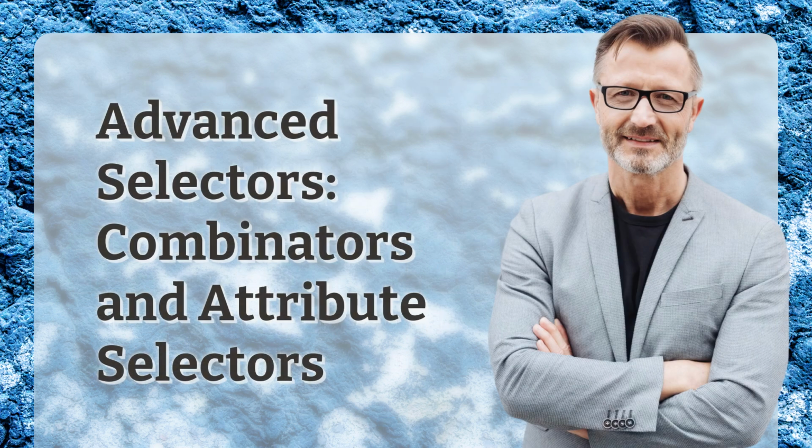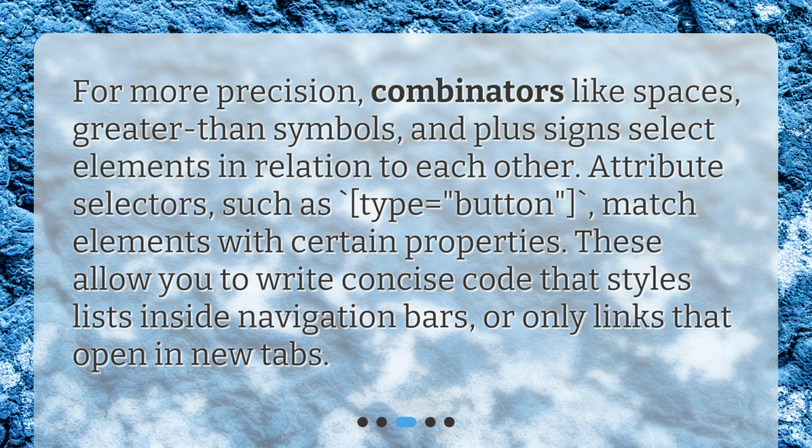Advanced selectors: combinators and attribute selectors. For more precision, combinators like spaces, greater than symbols, and plus signs select elements in relation to each other. Attribute selectors, such as type equals button, match elements with certain properties. These allow you to write concise code that styles lists inside navigation bars or only links that open in new tabs.